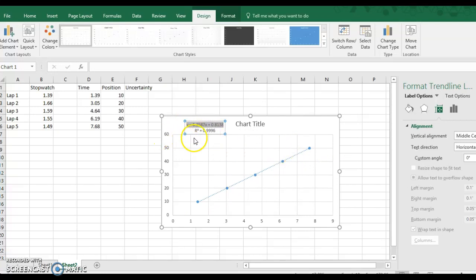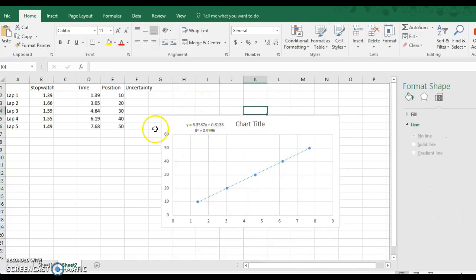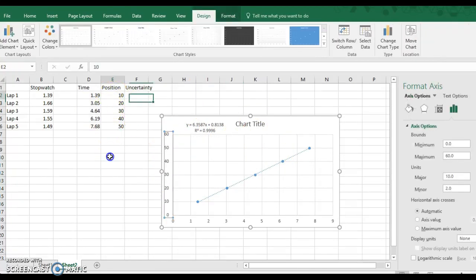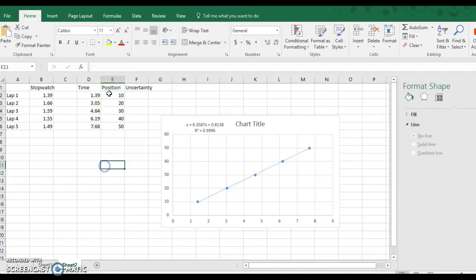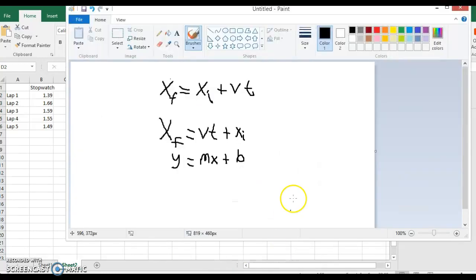Now let's interpret this equation a little bit. Our y values, the values on the y-axis, are our positions. And on the x-axis here, we have the times. So we have positions and we have times, and we want to know what this slope represents. Well, if we start with this equation right here, we can write the equation of velocity. Remember, velocity equals delta x over delta t.